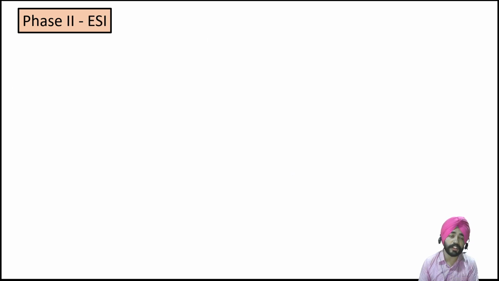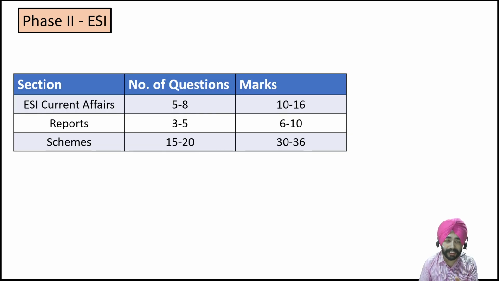Now when I talk about the Phase 2 ESI objective paper, three things are important because it's talking about ESI. So ESI current affairs you should be thorough. Then these are the current affairs related to the syllabus of ESI. So a thorough understanding of the syllabus is important. That's why I said understanding of the syllabus is the prime thing here.